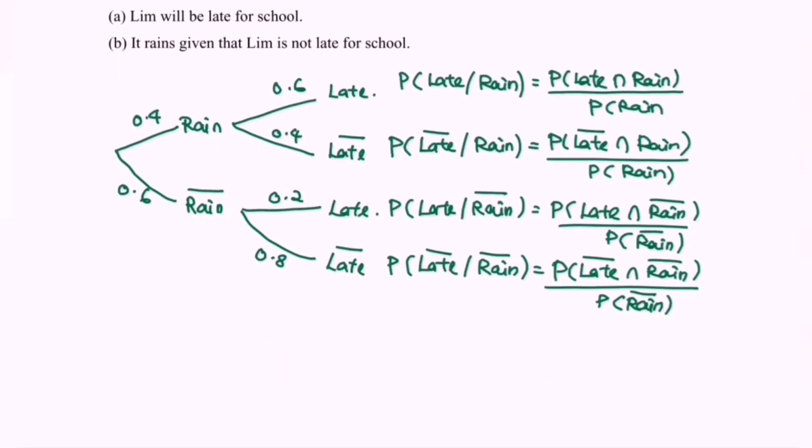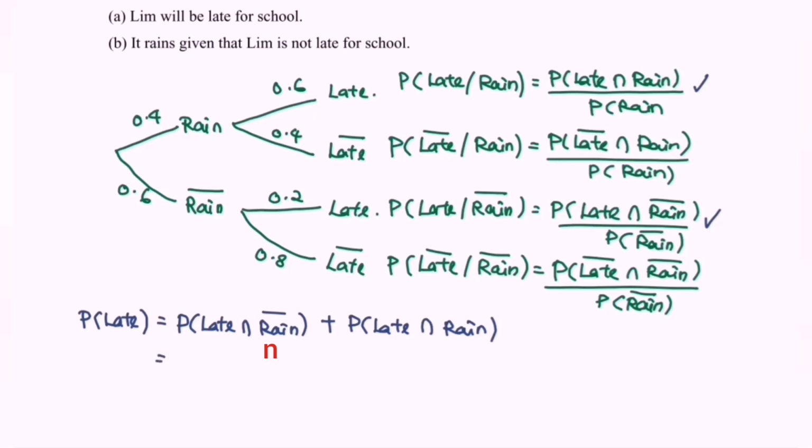Next, focus on the questions. The probability that Lim will be late for school. So kindly refer to the situation where we have late for school. So here will be the reference. Meaning that we are looking for the probability of late intersect with rain complement or the probability of late intersect with rain.